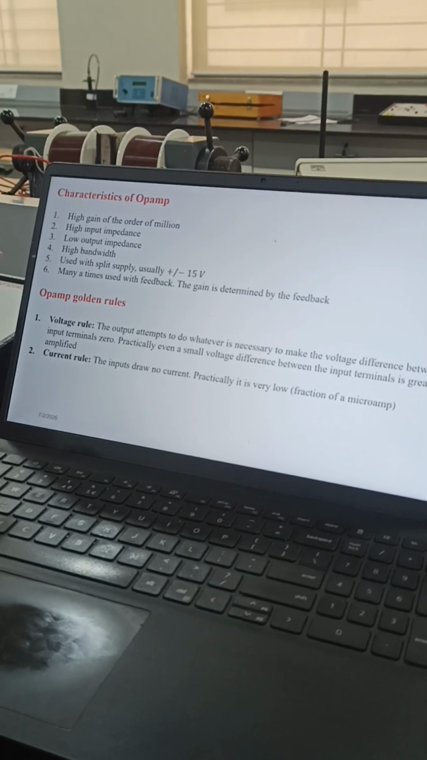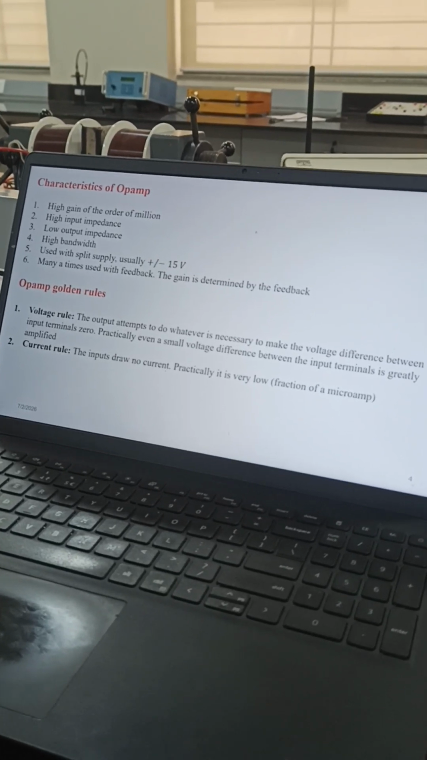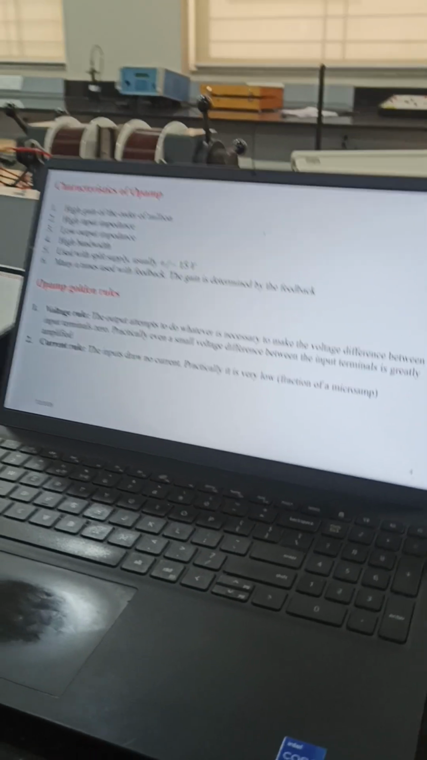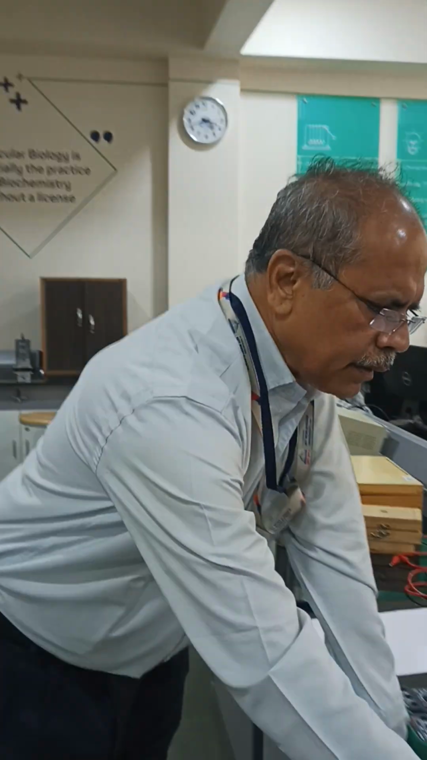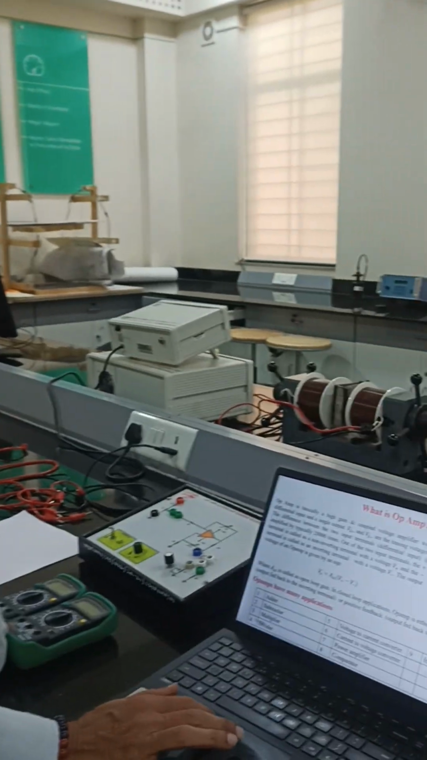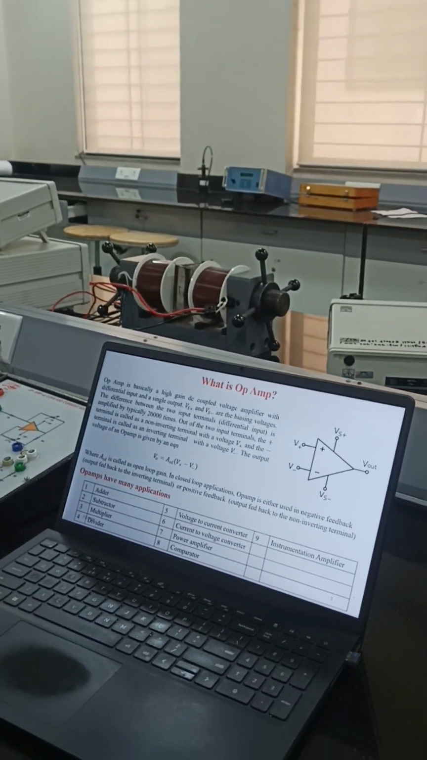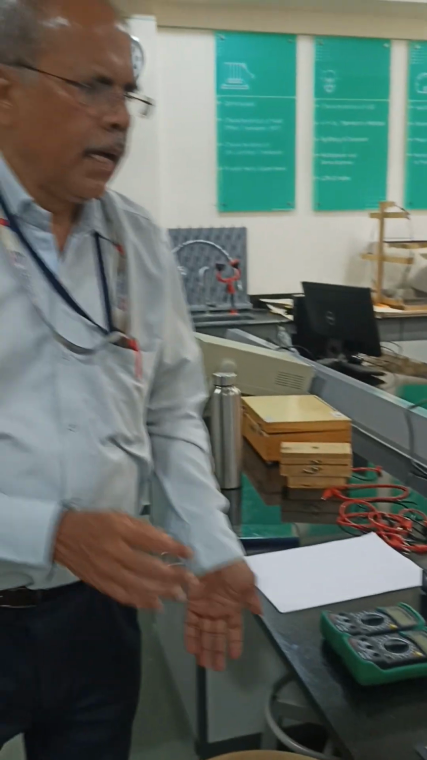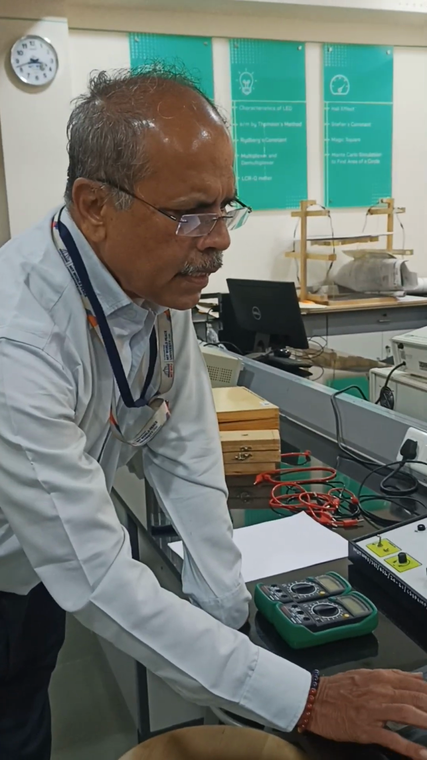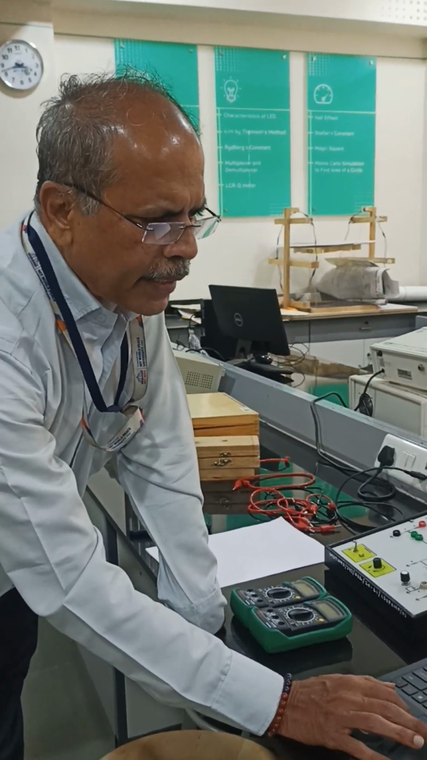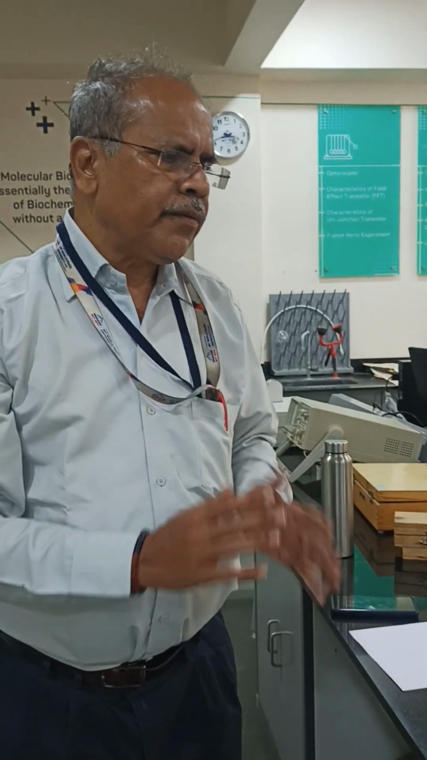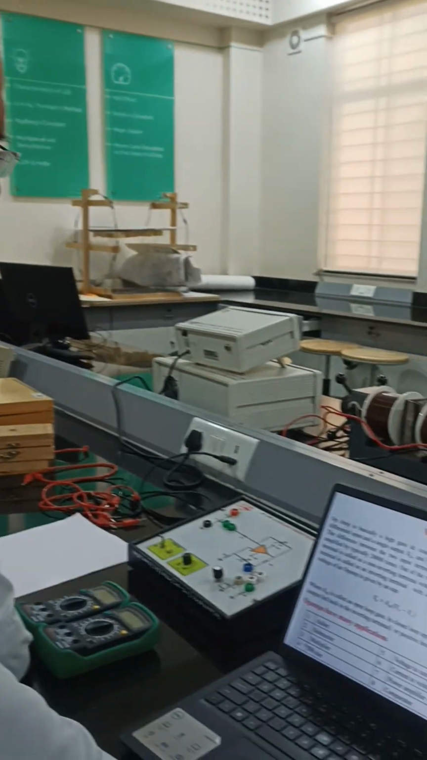Now let us remember two very important golden rules of the OpAmp. One rule is that the OpAmp will do whatever it takes so that the difference between the voltages at the positive and negative terminal will be almost zero. That means it will try to maintain the potential at the plus and minus terminals at almost the same value. That is one golden rule of the OpAmp.